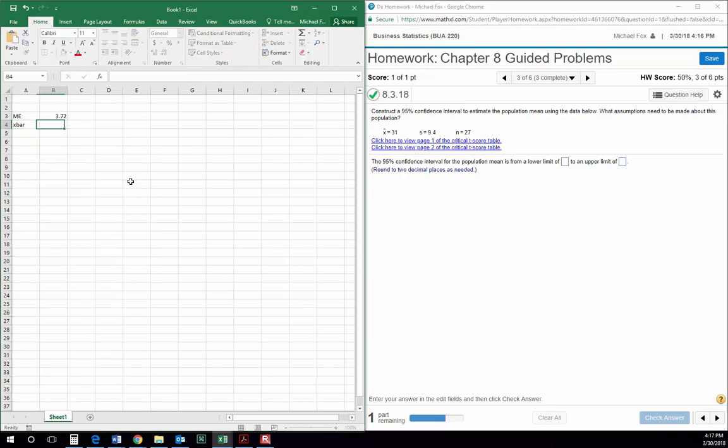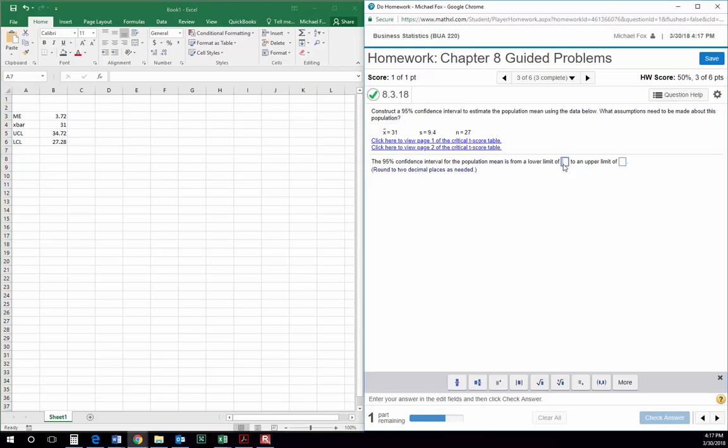Our x bar, or our mean, in this case is 31. So our upper confidence limit is going to equal the mean plus the margin of error. And our lower confidence limit is going to equal our mean minus the margin of error. The lower limit is 27.28, and the upper limit is 34.72.